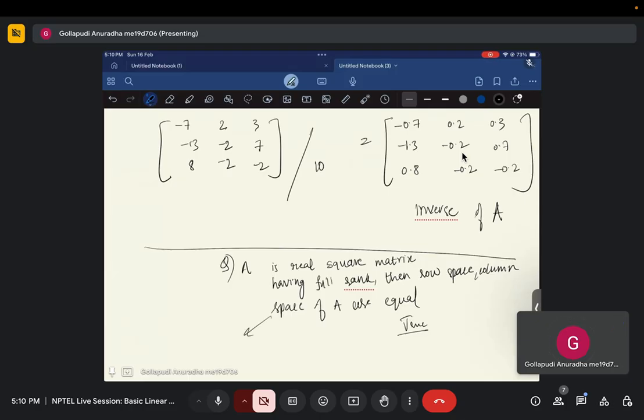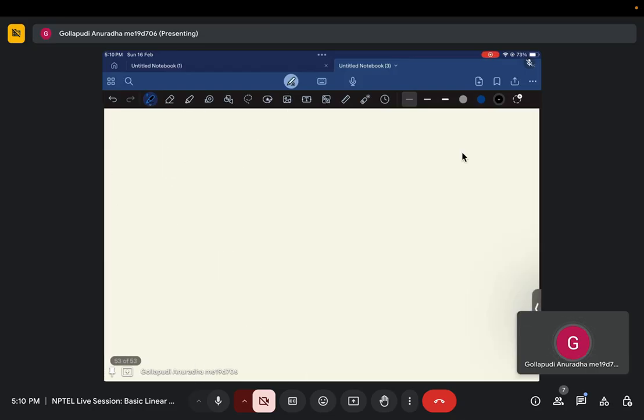Having full rank means the row reduced echelon form has to be the identity matrix. If the row reduced echelon form is the identity matrix, then you can see that the row space and column space are equal. So if a matrix is full rank, you know that it's full rank.